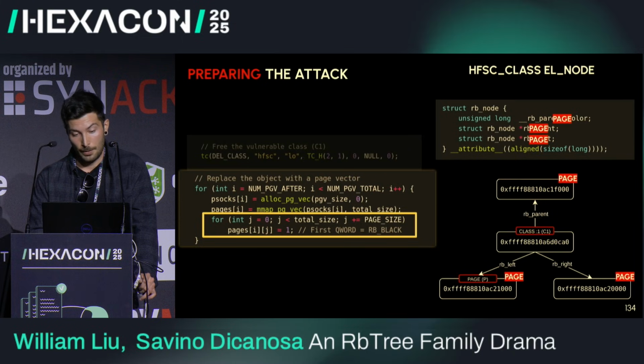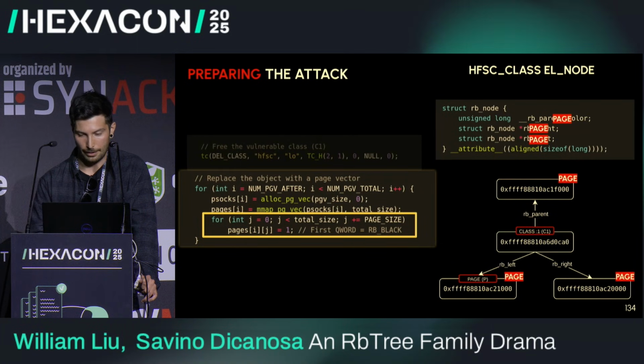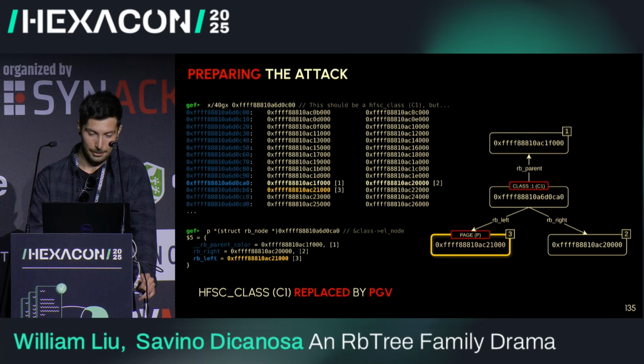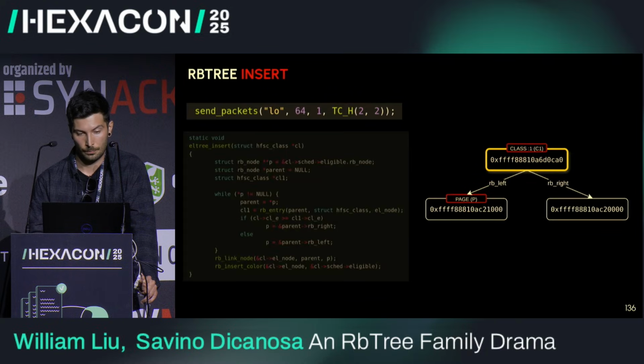Another important thing is that we want to set the first quad word to 1. If you don't do this, the kernel will crash, and I will show you why later. So yeah, this is what we can see in GDB, basically. This should be an HFSC class object, but we replaced it with a page vector. And if we inspect the eligible node address, we can clearly see all the pointers are now replaced by user-controlled pages.